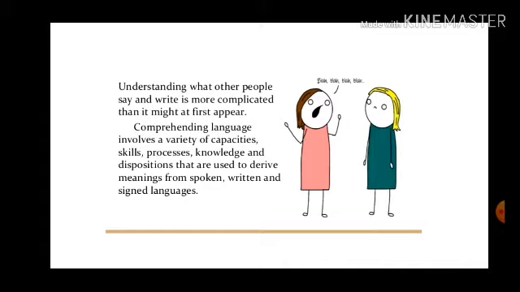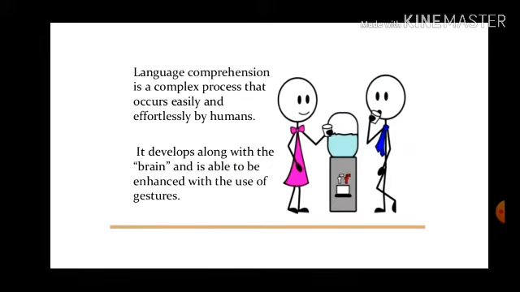Understanding what other people say and write is sometimes more complicated than it might at first appear. Comprehending language involves a variety of capacities, skills, processes, knowledge, and dispositions that are used to derive meaning from spoken, written, and sign languages. Language comprehension is a complex process that occurs easily and effortlessly in humans. It develops along with the brain and can be enhanced with the use of gestures.